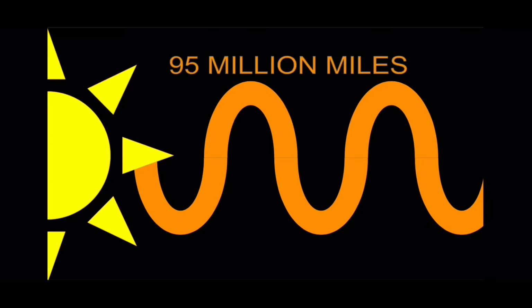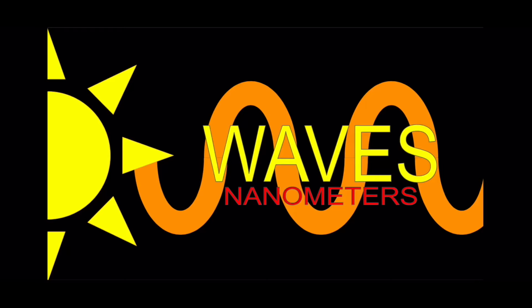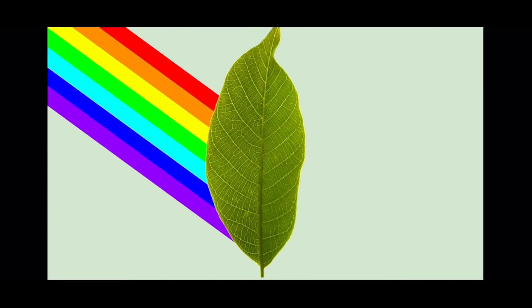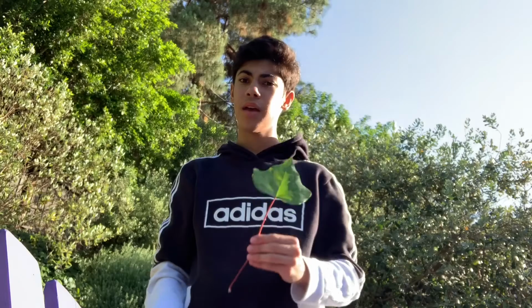When light comes from the sun to the earth, a 95 million mile journey, it comes in distinct forms called waves. These waves are measured in nanometers on a spectrograph. These colored waves are then absorbed by the plant, while some are reflected. But what if I told you that this leaf isn't really green at all? In fact, our brains designate it as green because green light is the color being reflected off of it.